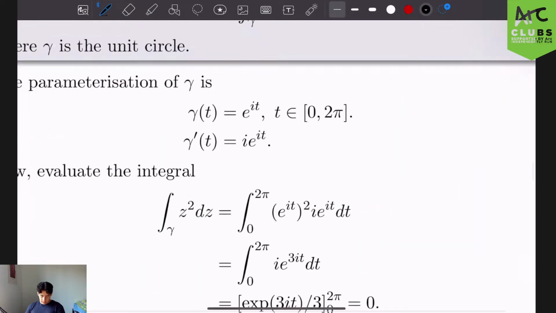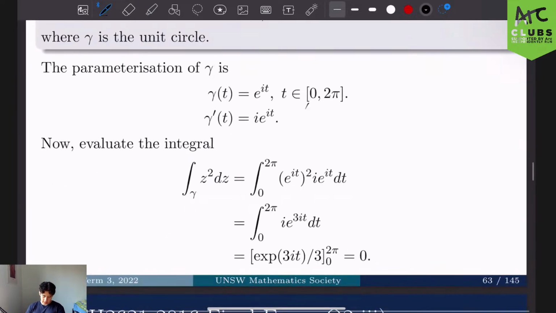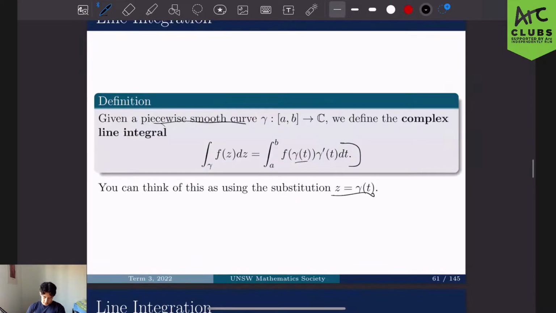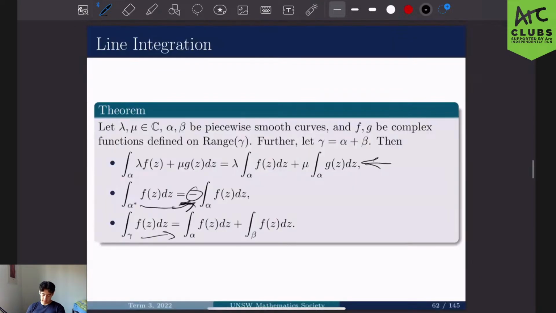Then we substitute in. Our bounds are the endpoints of our interval of t. Then we substitute gamma into our z, so we're left with it squared, and then we multiply by the differential here. Once again we just used this formula: we have the function of z, in this case z squared, so we're left with gamma squared, and then we multiply by the derivative.